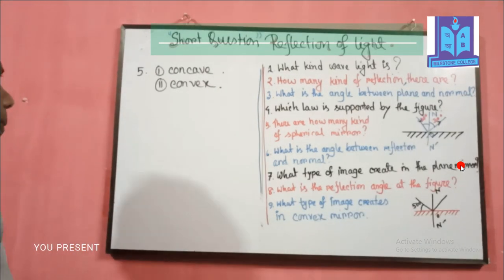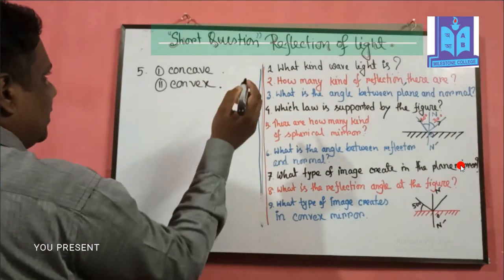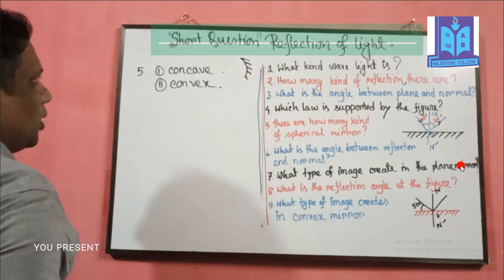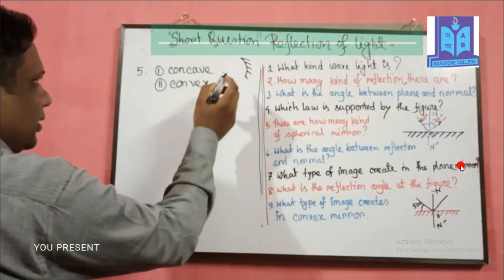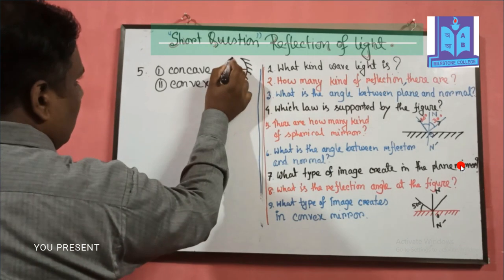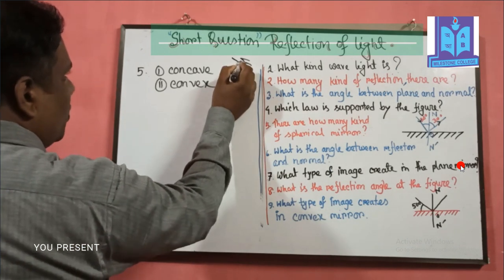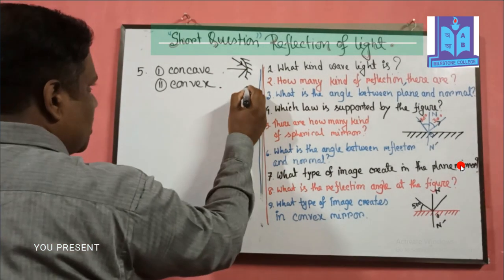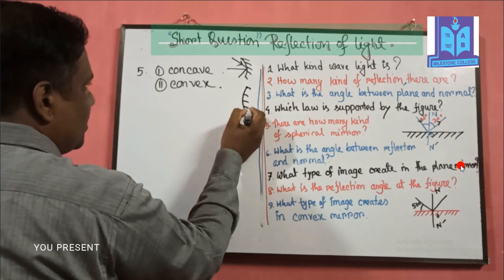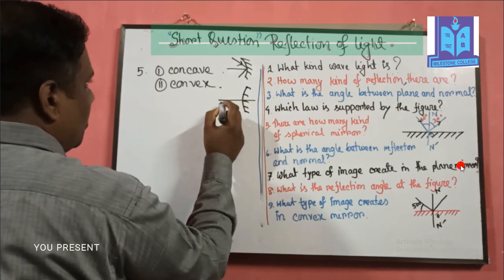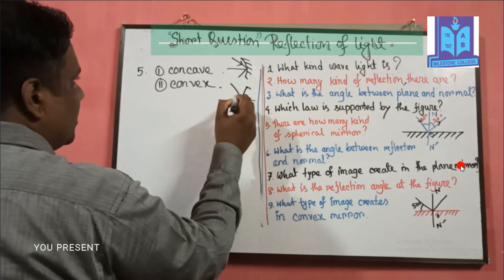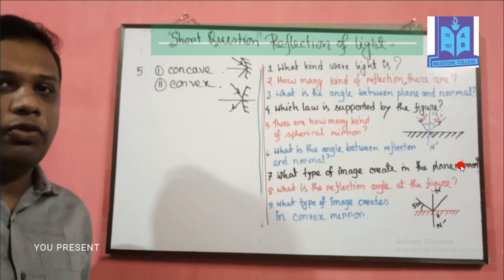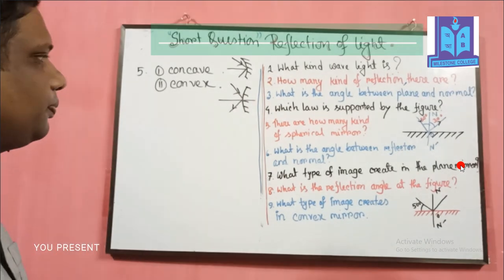My dear students, when the light ray is incident at the curved point, then the mirror is known as concave, and when the light ray is incident on the spherical upper side, then the mirror is known as convex. Here are two figures, concave and convex, for further discussion.